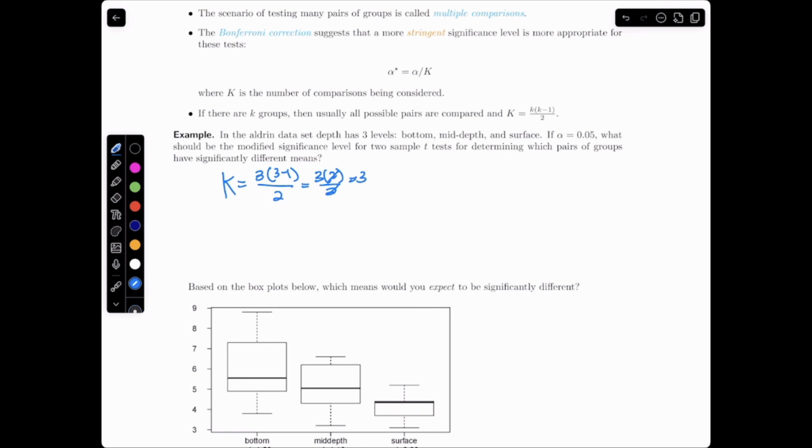So we'll be conducting 3 different tests. And then our new correction, our Bonferroni correction to our significance level, will be taking our original significance level and dividing it by 3. And so our new alpha of concern is 0.0167.